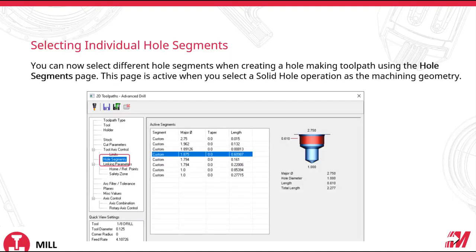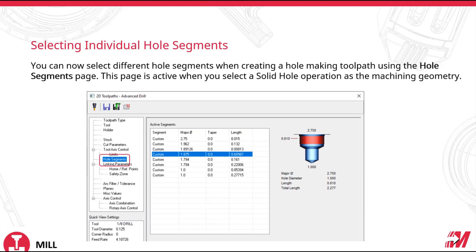Selecting individual hole segments. This is a big change. So in your parameters on the left, you are now going to see hole segments. Hole segments allows you to pretty much pre-fill in all the segments on, let's say, a porthole or a counterbore. Now, your drawing has to be drawn correctly. It has to be defined as a counterbore. Otherwise, we can do this inside of Mastercam. It takes a couple steps that I'll show you.